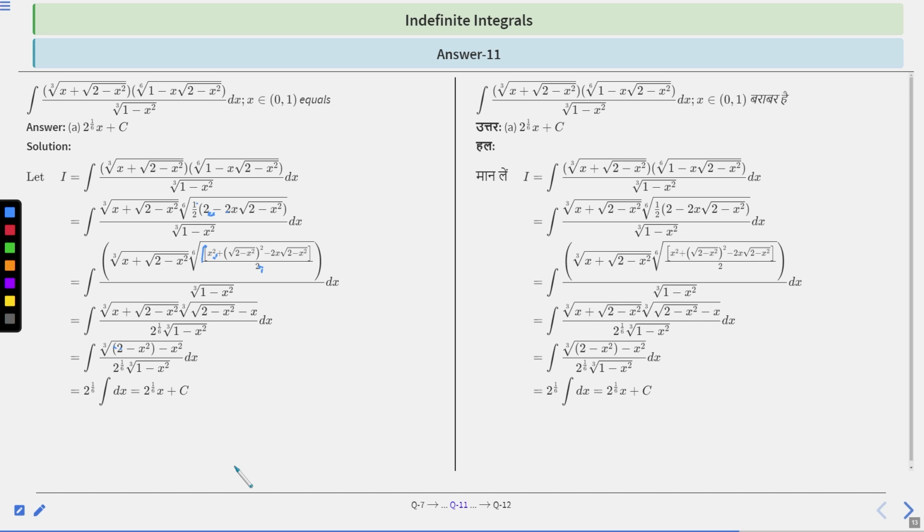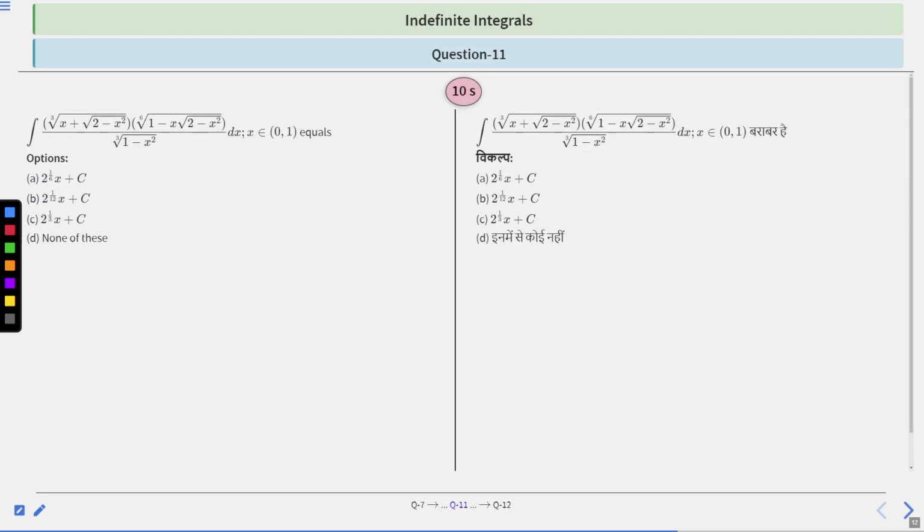Okay, got it? So you can easily say that after simplification, it just becomes integration of dx, right? And that was the complex and lengthy integration. After simplification and further expansion, this integration comes as simplified as possible, right? Clear? So the final answer is 2 to the power 1 by 6 x plus c. So I think option A is the right choice. A is the right choice. Okay.